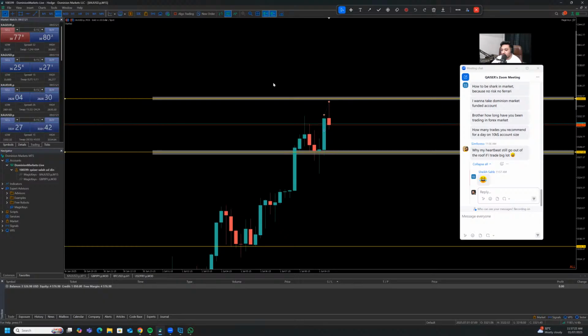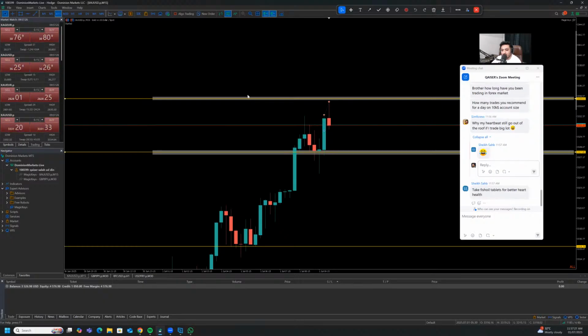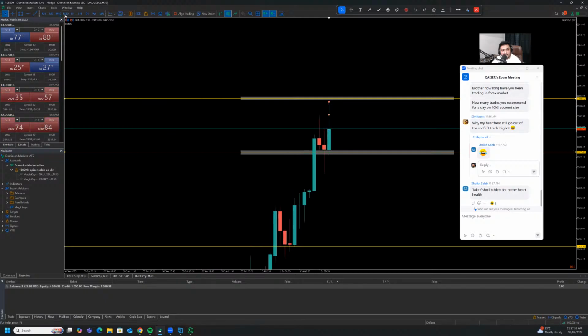17 pips but not secured, break even hit. It's your decision, buddy. Why does my heartbeat still go through the roof if I trade a big lot? Because I think you cannot afford the loss of what you put there. The risk you are taking there is just not affordable for you. That's why this condition can happen. So just take a risk which is easy for you to lose.